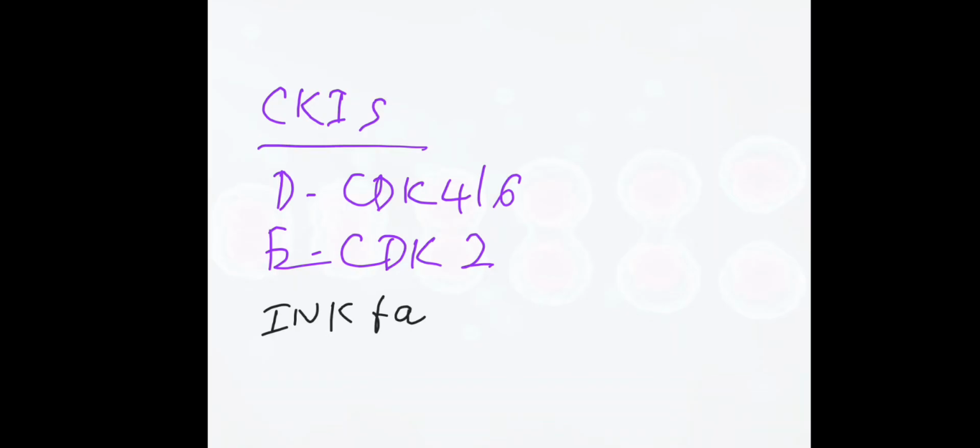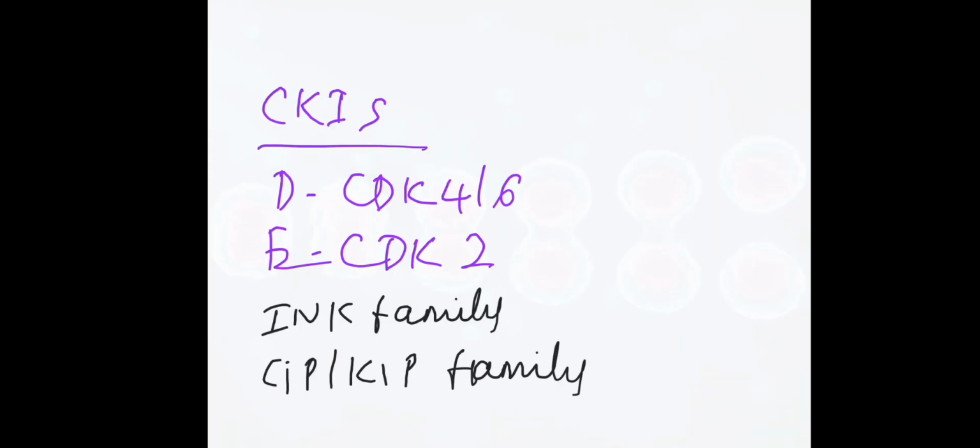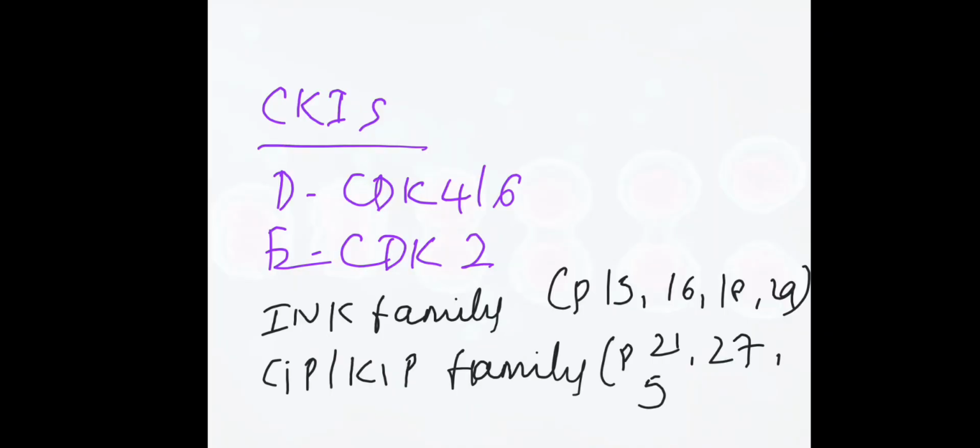So we discussed the two families, that is the INK family and the CIP-KIP family, if you remember. The INK family had p15, 16, 18 and 19. The CIP-KIP family had p21, 27, 57.